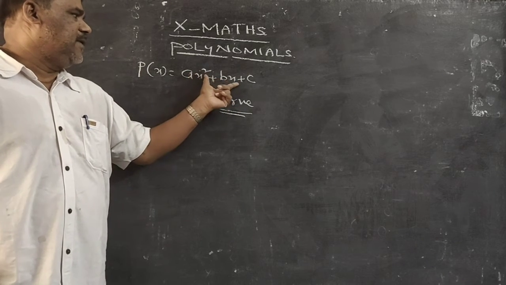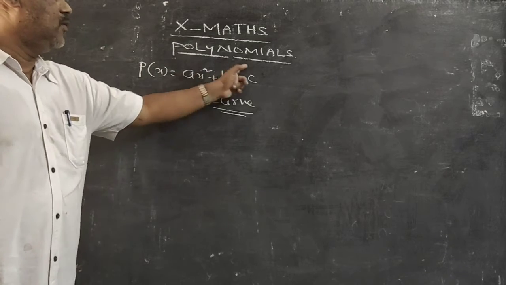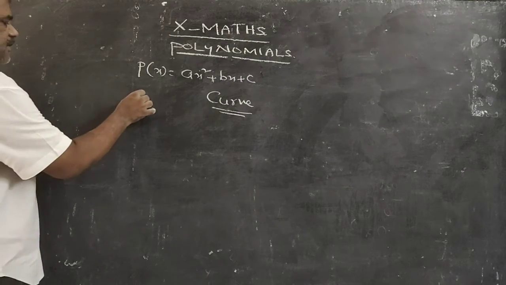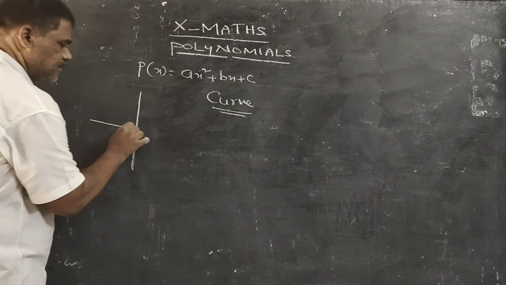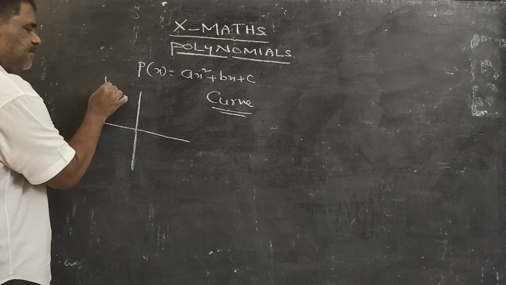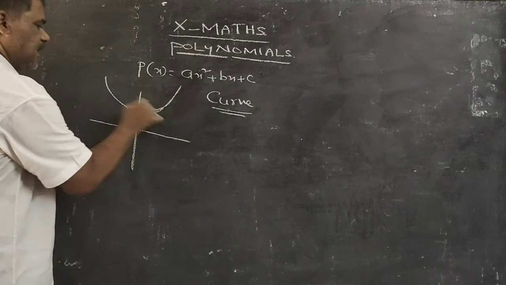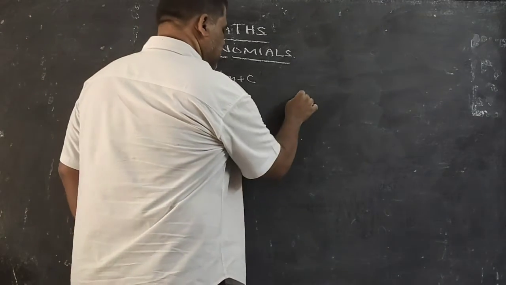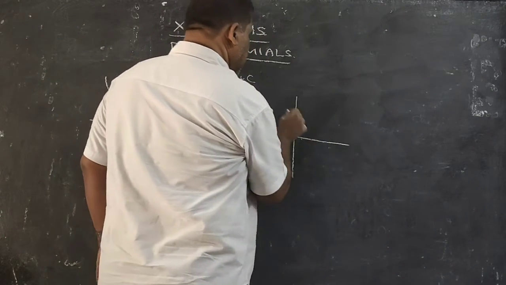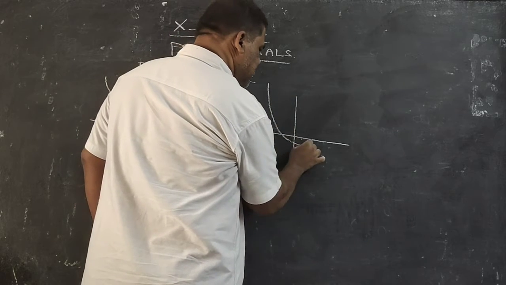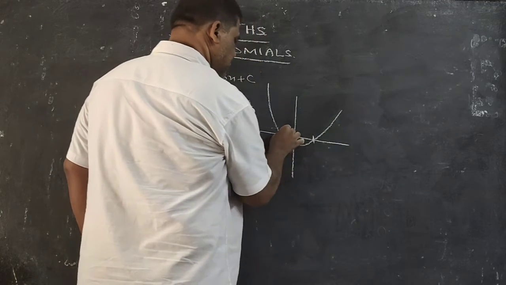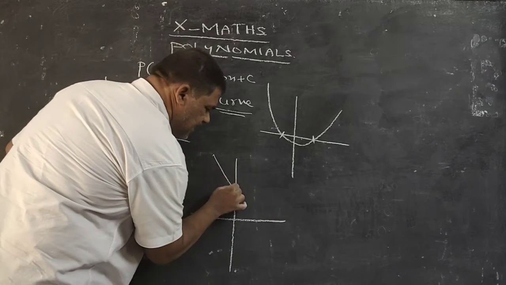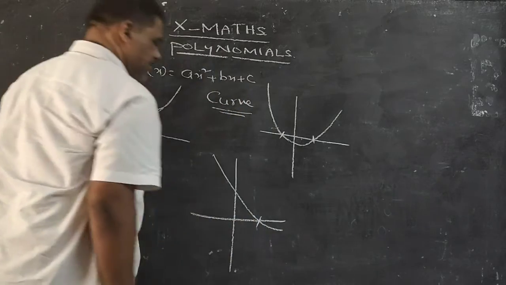So ax square plus bx plus c is the general form of a quadratic expression and it is representing one curve. We have three types of curves. One is the curve doesn't cut x-axis, like this the curve may be. Next, the curve is cutting x-axis at 2 points. Next, the curve cuts x-axis at only 1 point.